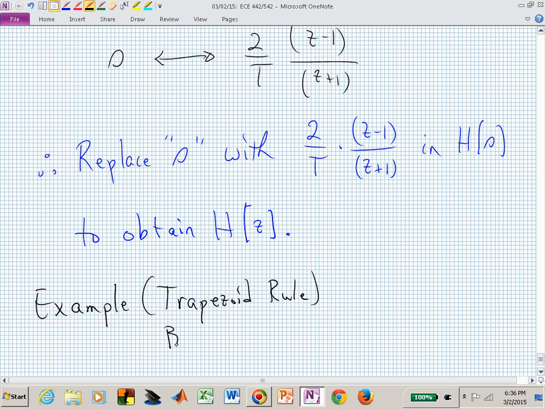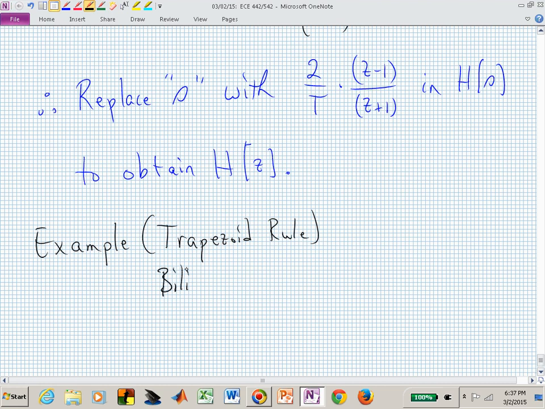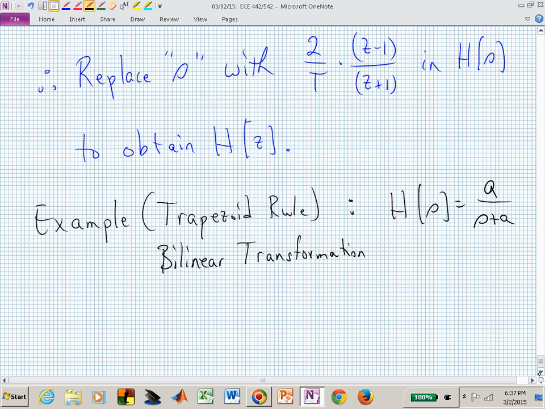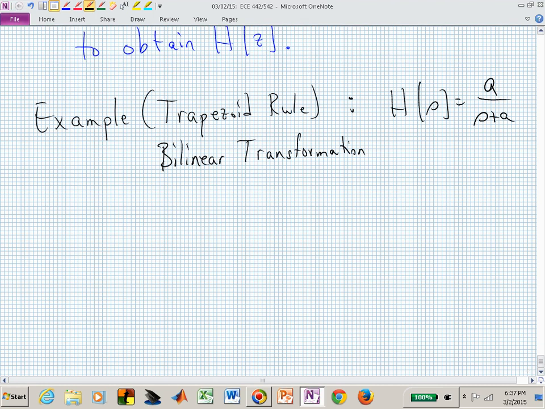And you might see this referred to as a bilinear transformation in this or other classes. So I may use either the trapezoid rule or the bilinear transformation to mean this same numerical integration approximation approach. We have H of s, our first order low-pass filter, a pole at minus a, DC gain of 1. We now want to find H sub t for trapezoidal of z.